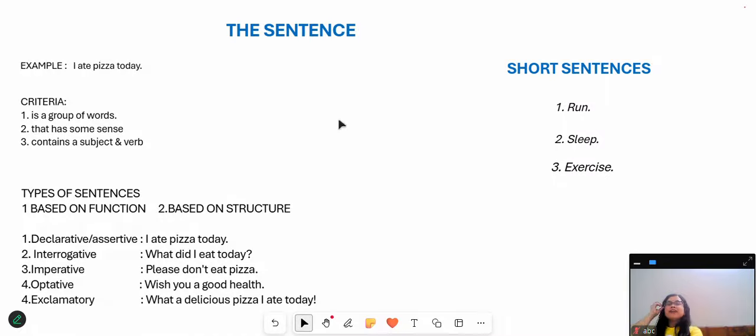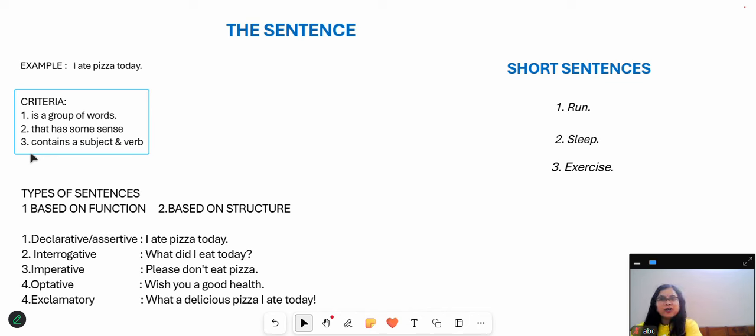Let me tell you. Dear friends, in my session, we will be understanding the practical applicability of the rules of grammar. So, today we are going to study the sentence. A sentence is a group of words that has some sense, that we have read everywhere. But a sentence also has necessarily a subject and a verb. Now, having written all these three criteria of what makes a sentence, let's look at their practical applicability.